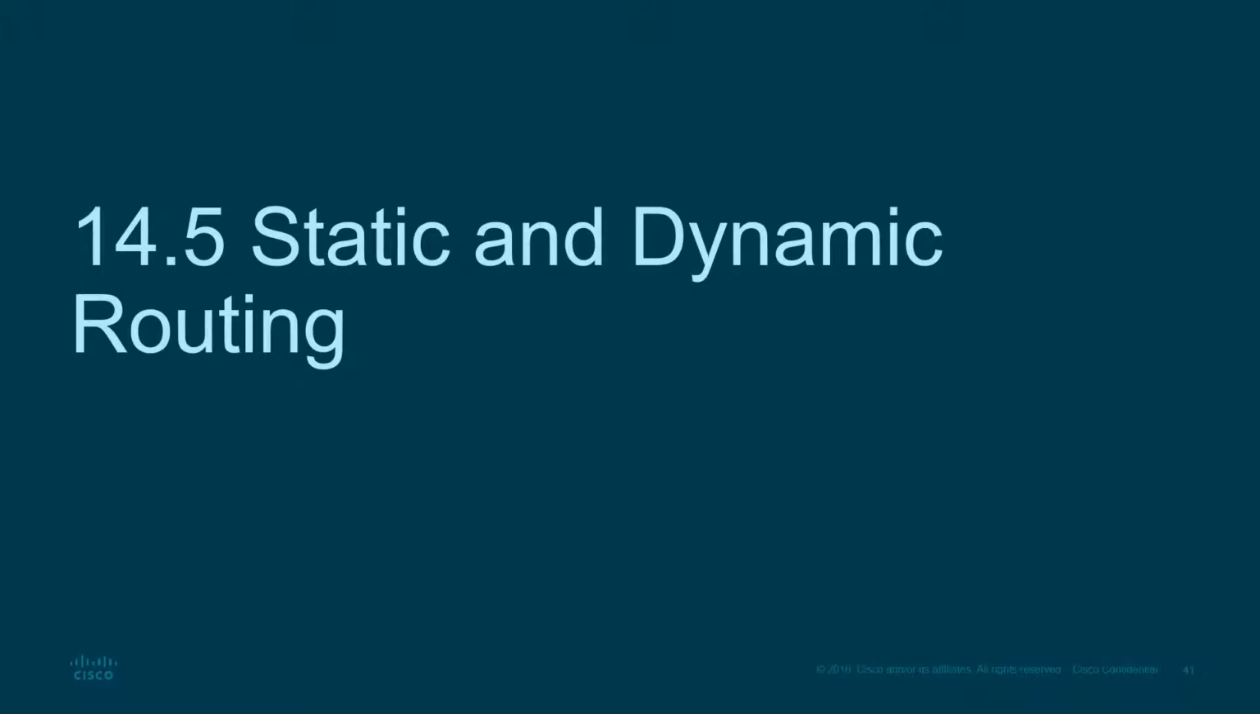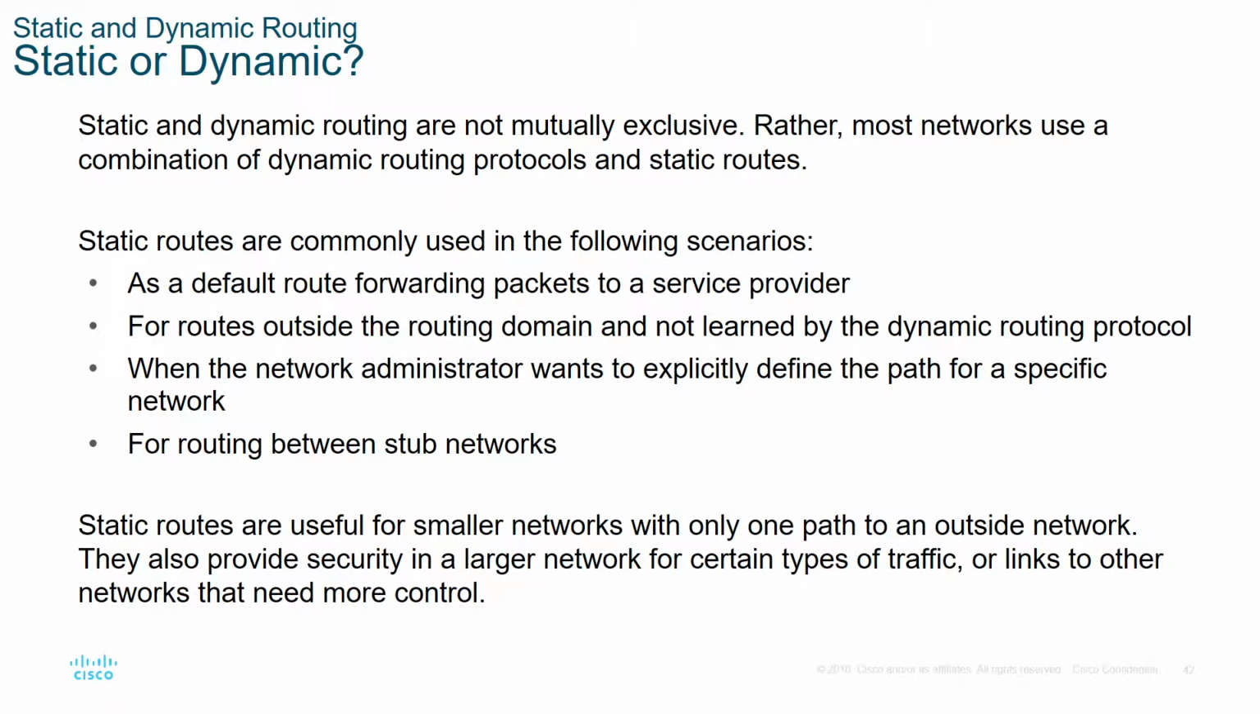Static and dynamic routing. Static and dynamic routing are not mutually exclusive. Rather, most networks use a combination of dynamic routing protocols and static routes. Static routes are commonly used in the following scenarios: as a default route forwarding packets to a service provider, for routes outside the routing domain that are not learned by the dynamic routing protocol, when the network administrator wants to explicitly define the path for a specific network, for routing between stub networks.